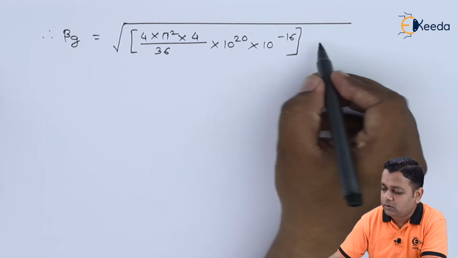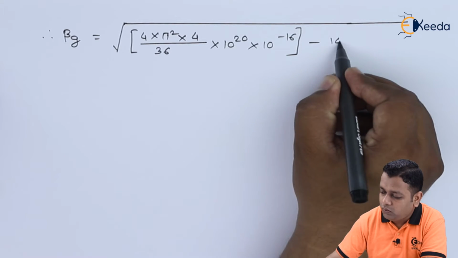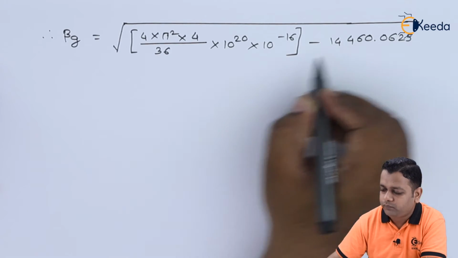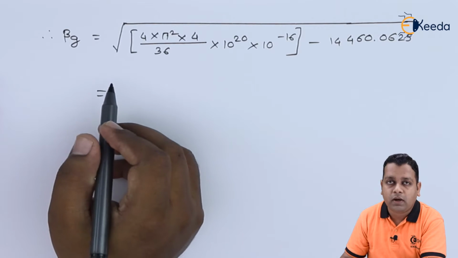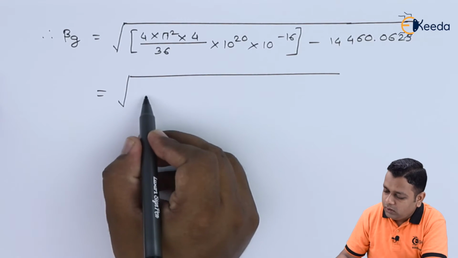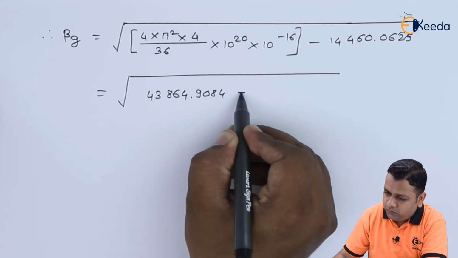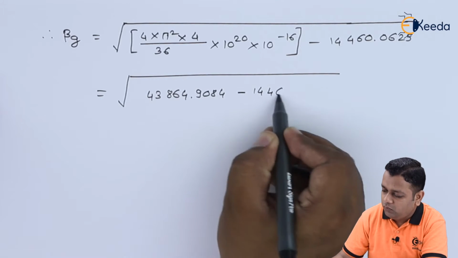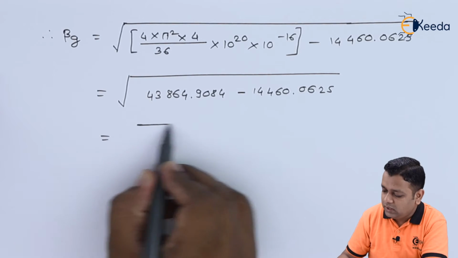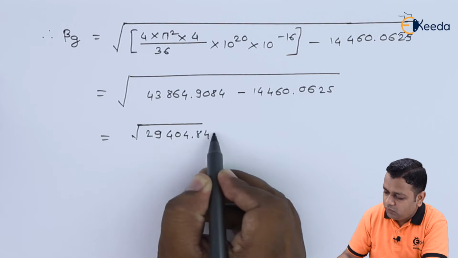So this completes the first term inside the square root, and next the value we have obtained for the second term is 14,460.0625. Next we simplify it more. For the first term represented inside the square bracket, we obtain the value 43864.9084 minus the same value 14460.0625. After subtraction inside the square root, we are left with the value 29404.8459 here.